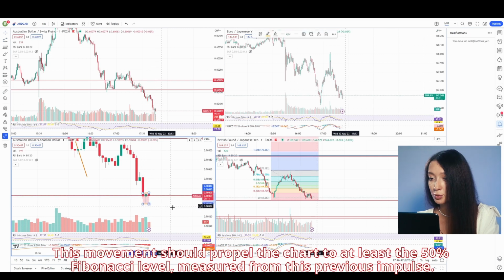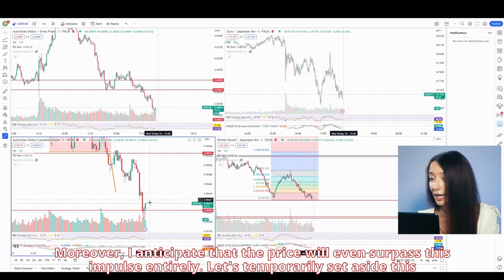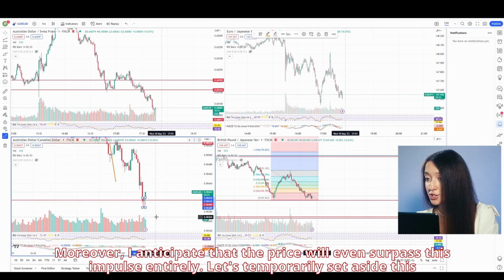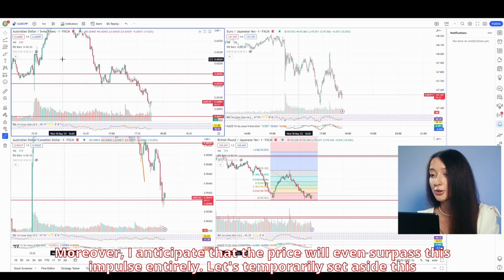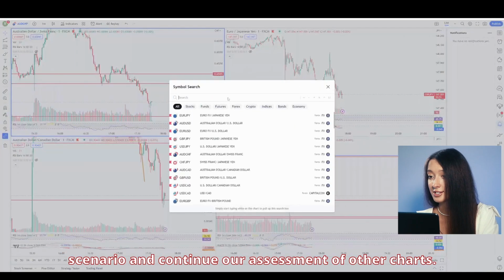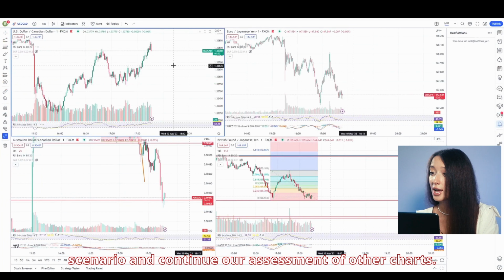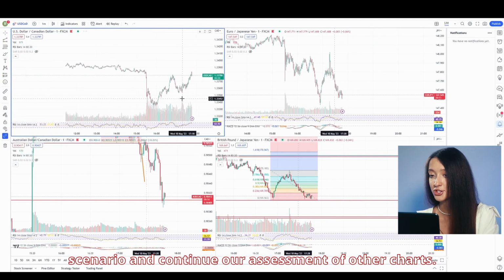This movement should propel the chart to at least the 50% Fibonacci level, measured from this previous impulse. Moreover, anticipate that the price will even surpass this impulse entirely. Let's temporarily set aside this scenario and continue our assessment of other charts.